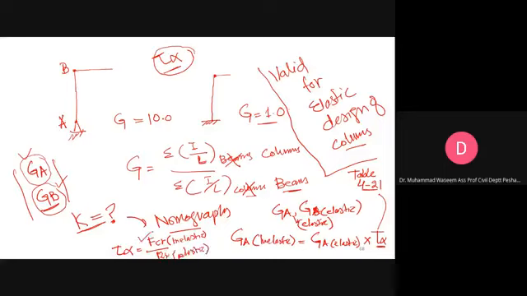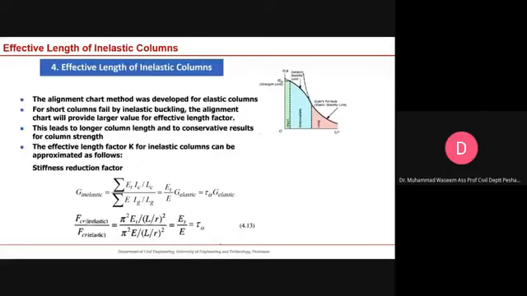Then you can use the same nomographs. So it is demonstrated here, like how we can calculate the effective length of inelastic columns. As I told you, this value is like this, and this is how we can calculate the inelastic G values. Alignment charts means nomographs.